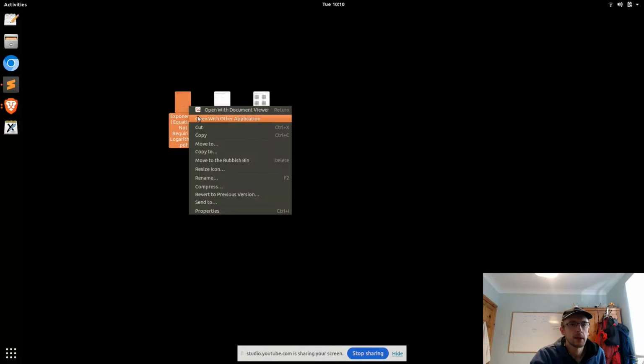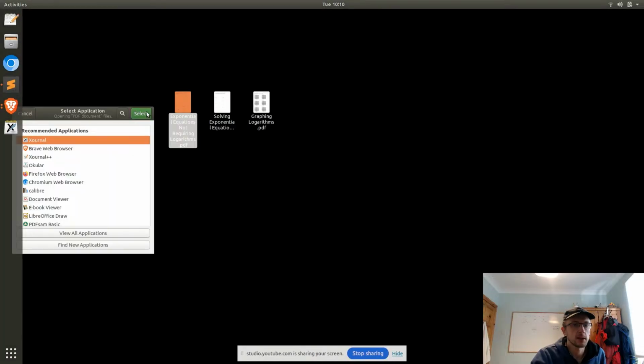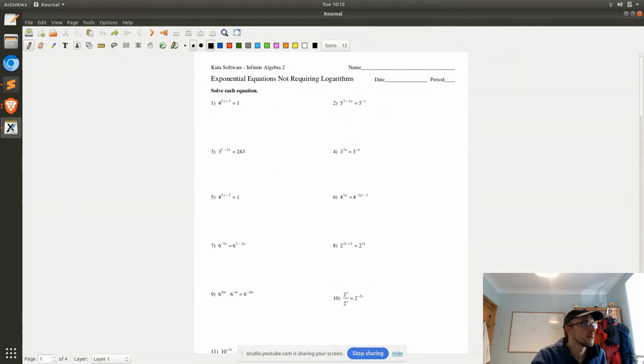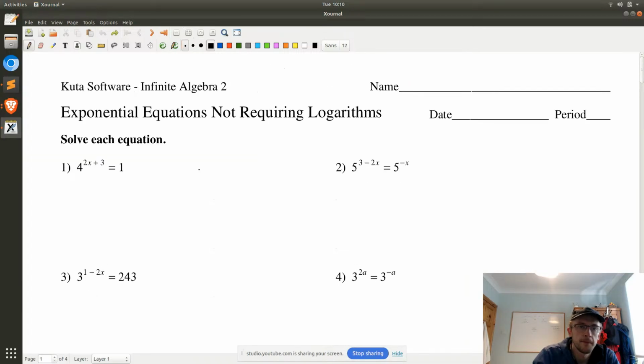Okay, beginning with exponential equations. 24 interesting problems here, just to get started with. And these are exponential equations that don't require logarithms.